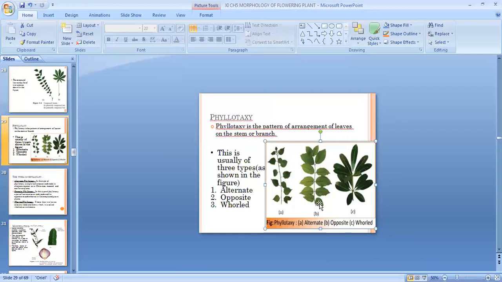In opposite phyllotaxy, you can see a pair of leaves arise from each node and they both are opposite to each other. You see it in guava plant or calotropis. Whereas in whorled, more than two leaves arise from the node and they are arranged in a whorl. You can see it in Alstonia.